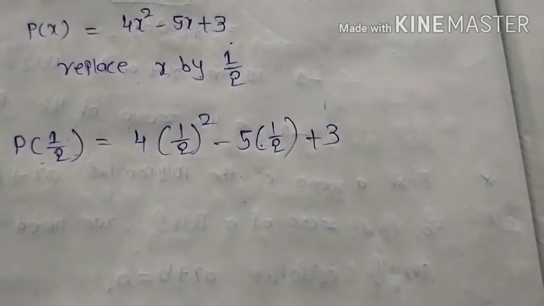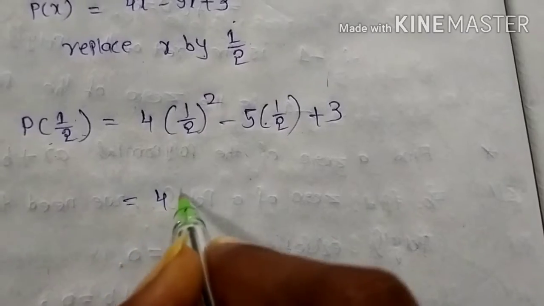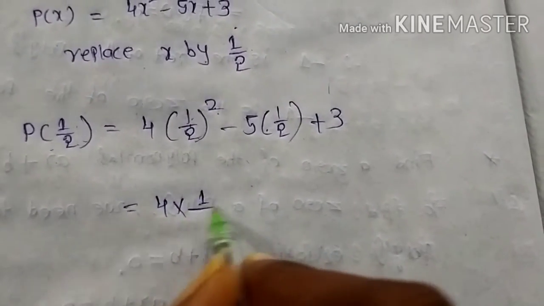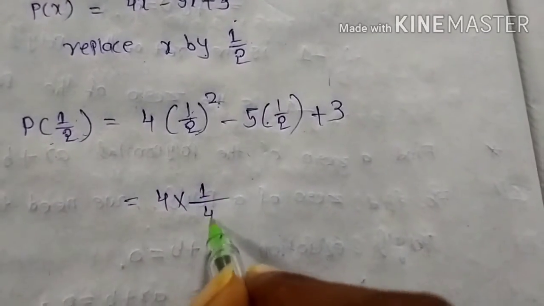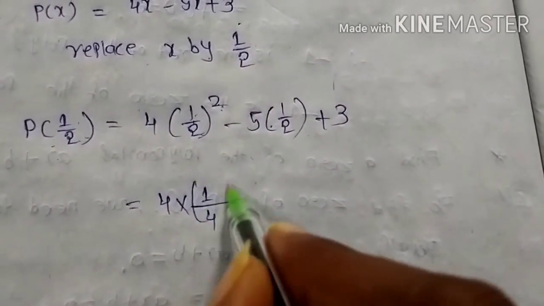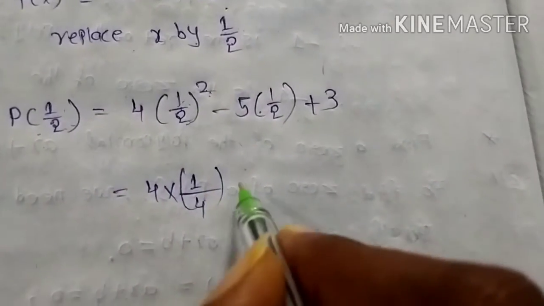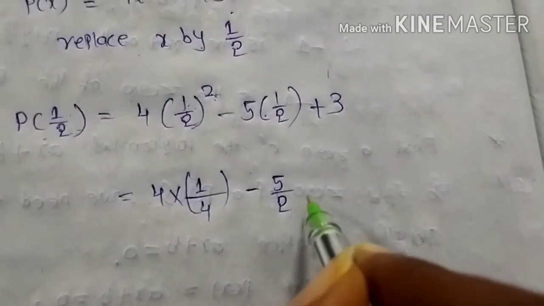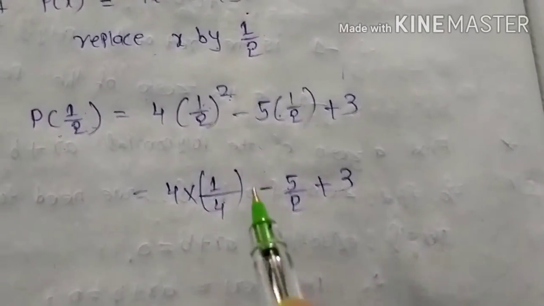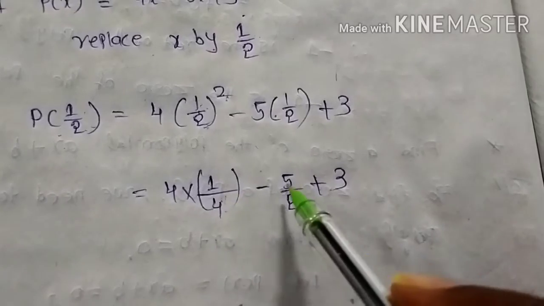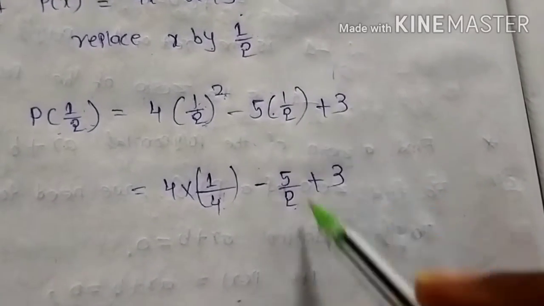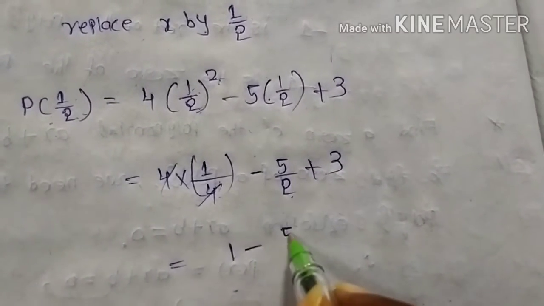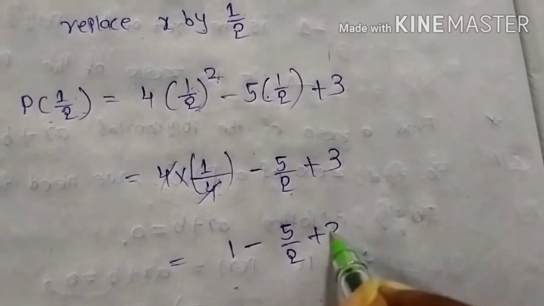Is it okay? Next, 4 into 1 by 2 whole square. You know that 1 square is how much? 1 only. 2 square is how much? 4. Yes or no? So 4 into 1 by 4. Next, minus 5 ones are 5 by 2 plus 3. Is it okay? 1 by 2 whole square is 1 by 4, minus 5 by 2. Next, 4 and 4 cancel, you will get 1 only. 1 minus 5 by 2 plus 3.